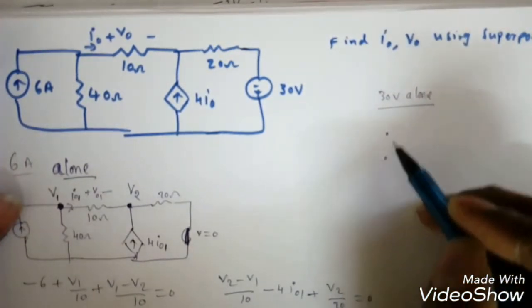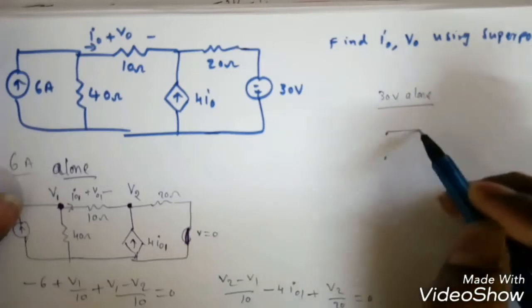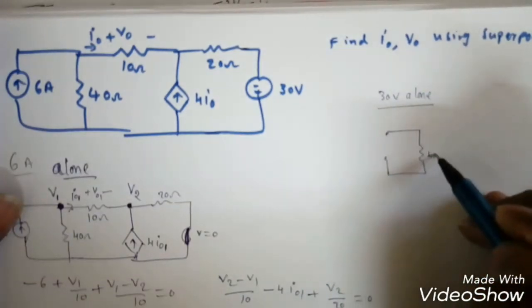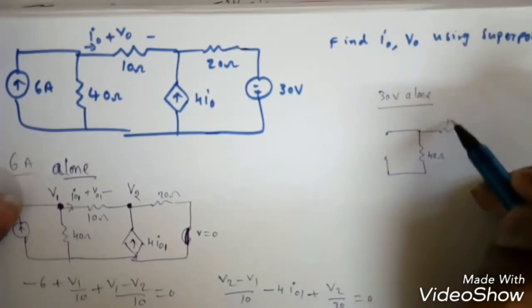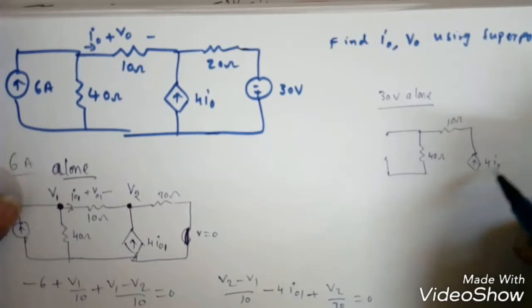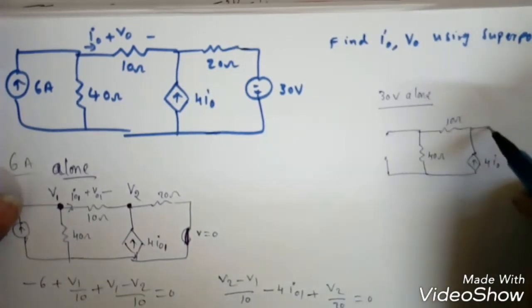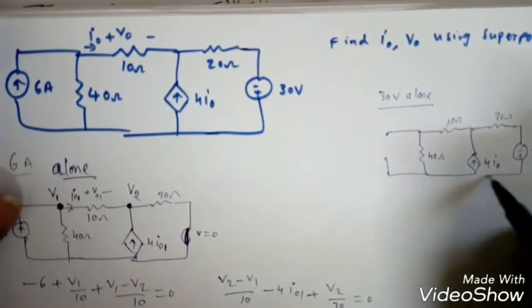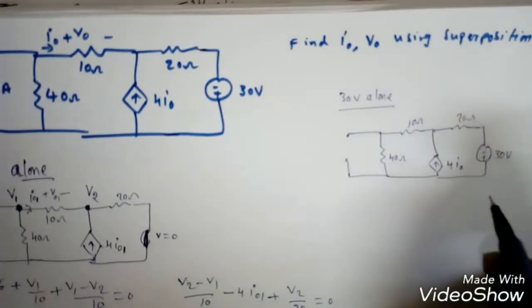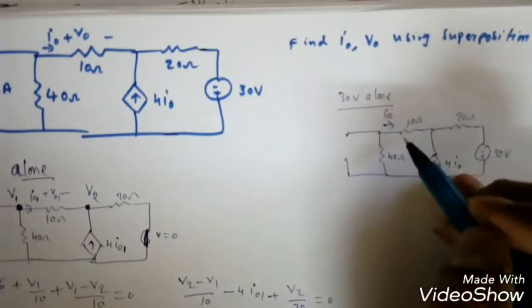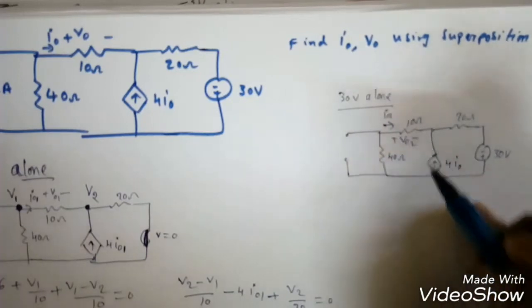So the current source will be open circuit. Here, this is 40 ohms, this is 10 ohms, again this is 4 I naught, this is 20 ohms, this is minus plus 30 volts. Now again this is I naught 2 and plus minus V naught 2.